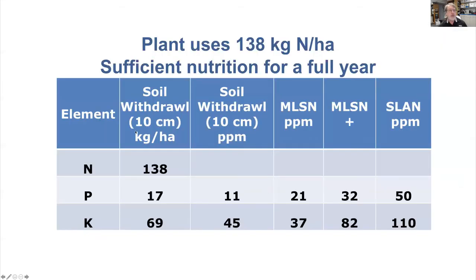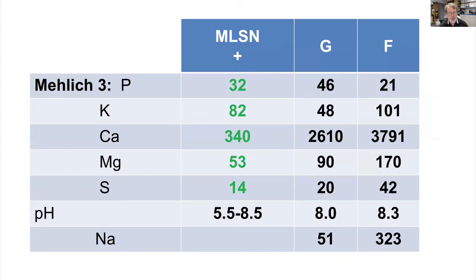You look at the soil withdrawal. We're going to withdraw 17 parts per million of phosphorus and 69 parts per million of potassium. That comes out to be 11 parts per million and 45 parts per million. The MLSN guideline is 21 or 37. You add those two together, that gives you 32 and 82 parts per million. That's the guideline number for Old Head. And that compares pretty favorably to the old SLAN methodology, which is 50 parts per million or 110 parts per million. So we got a lot of savings just using this simple methodology to reduce the applications.